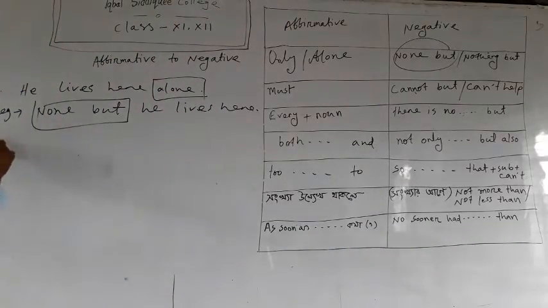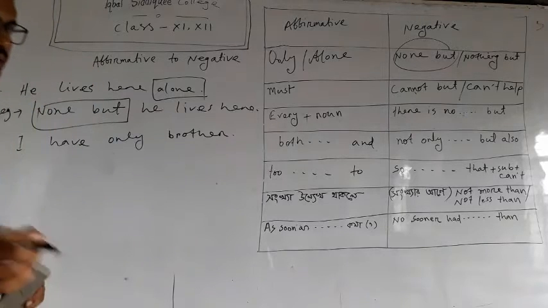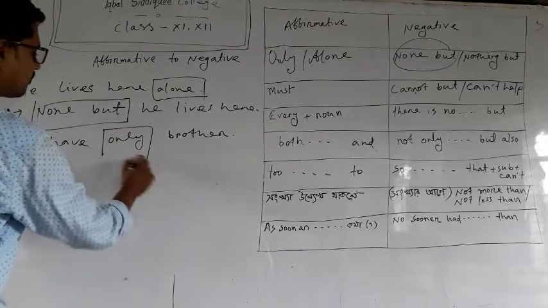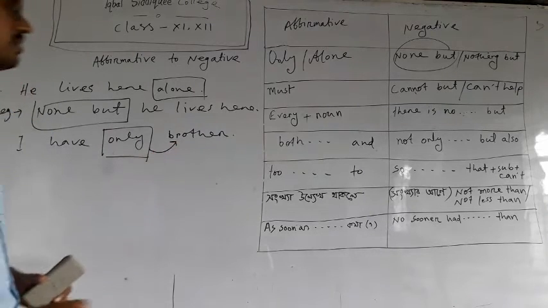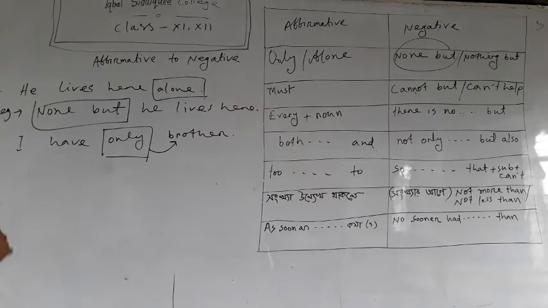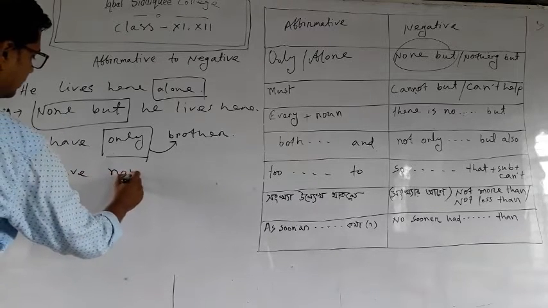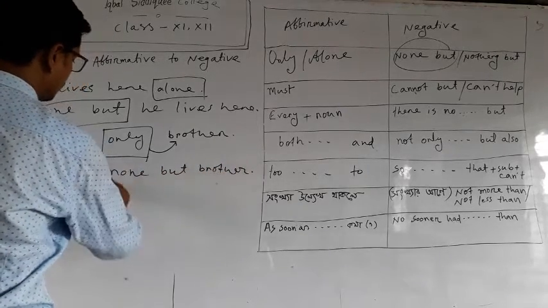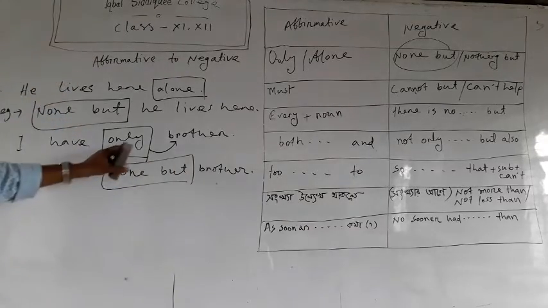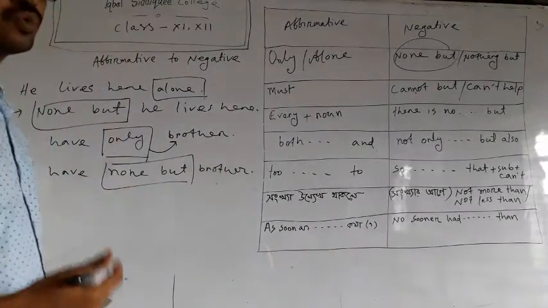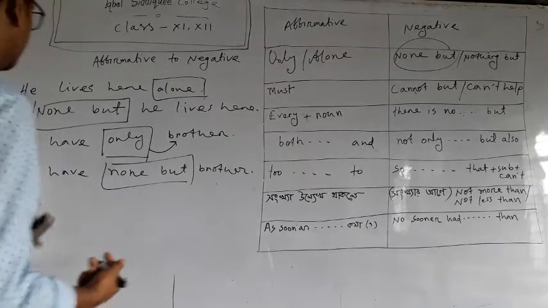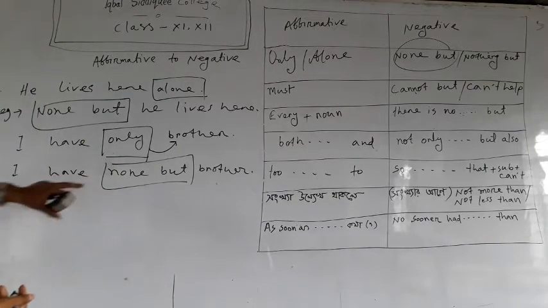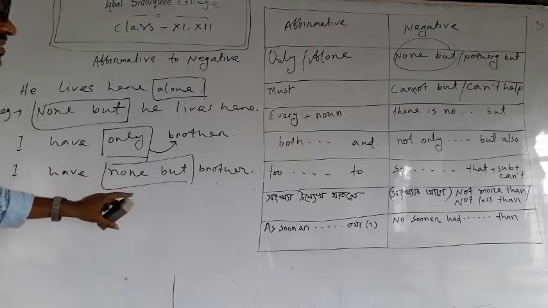If we see another example of this term, look at this. Here, "only" is also referring to "brother." Brother is a personal term, you know. So you have to use "none but" here as well. I have none but a brother. So we again use "none but" because "only" is also referring to a noun which is a person or a human being. So the sentence is: I have none but a brother.